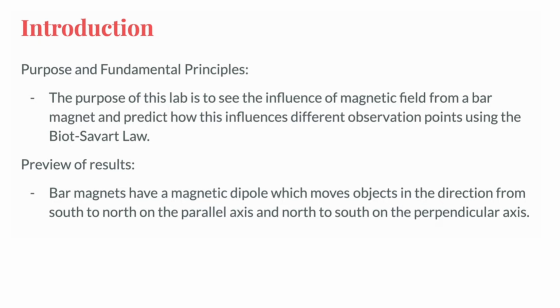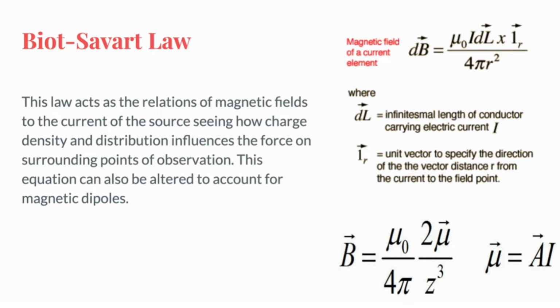The purpose of the lab is to see the influence of the magnetic field from a bar magnet and predict how this influences different observation points using the Biot-Savart law. And a quick preview of the results: bar magnets have a magnetic dipole which moves objects in the direction from south to north on the parallel axis and north to south on the perpendicular axis.